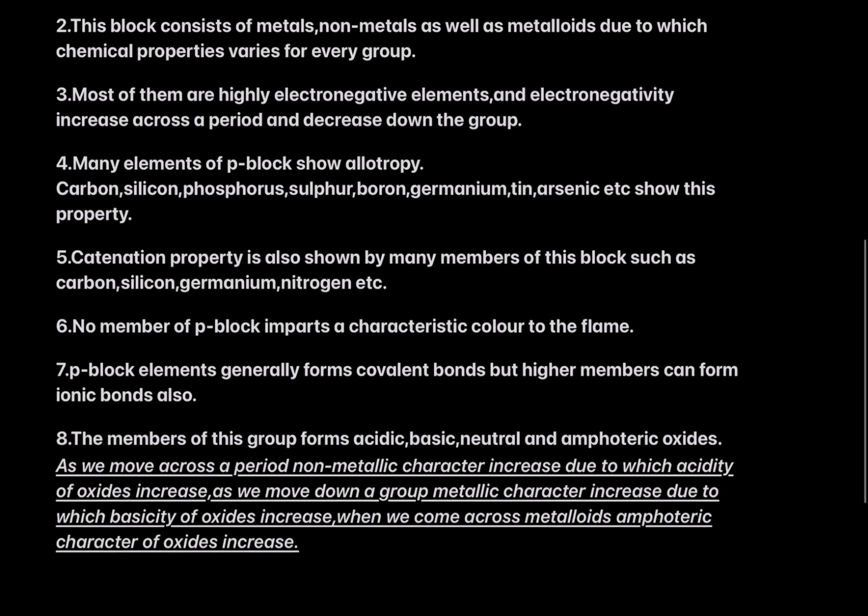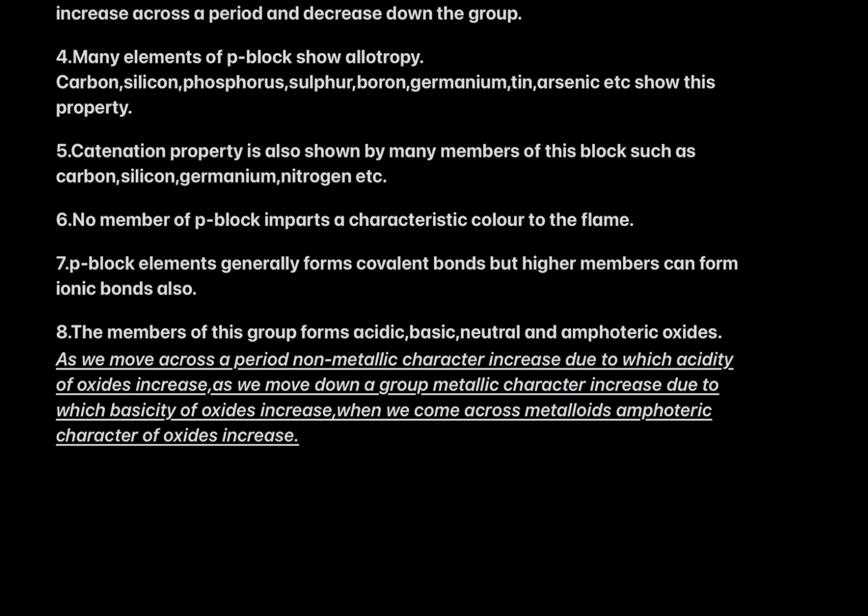Let's come to the seventh point. The p block elements generally form covalent bonds, but the higher members can form ionic bonds also. What do we mean by the higher members? Higher members stands for the elements which are present at the bottom of any group. They can form ionic bonds because they are metallic in nature. What's a metal? The elements that have a high tendency to form cations. If we get a cation, it can form an ionic bond with another anion. So the p block elements generally form covalent bonds, but the higher members can form ionic bonds also.